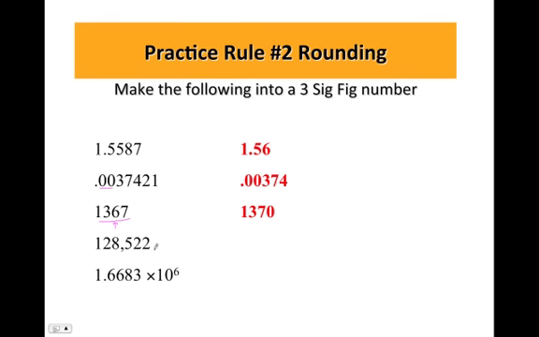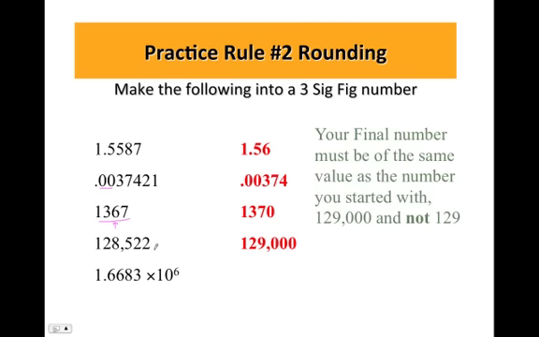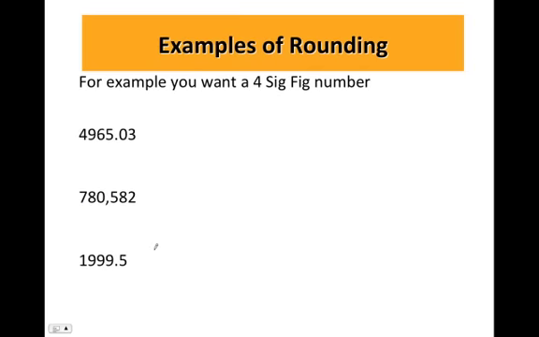128,522, again, is this closer to 128,000 or 129,000? 129 is the correct answer. And finally, 1.6683 times 10 to the 6th can be rounded to 1.67 times 10 to the 6th. All right, go ahead and try to turn these into a 4 Sig Fig number. Pause.